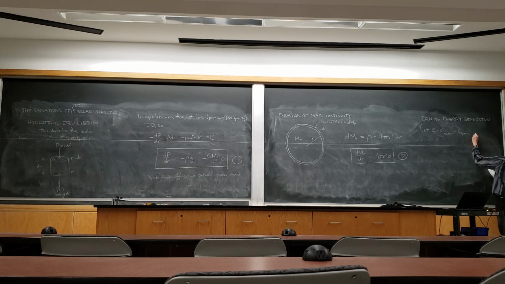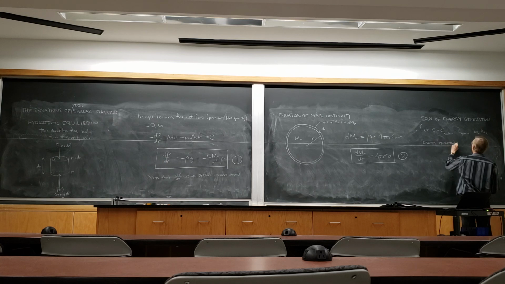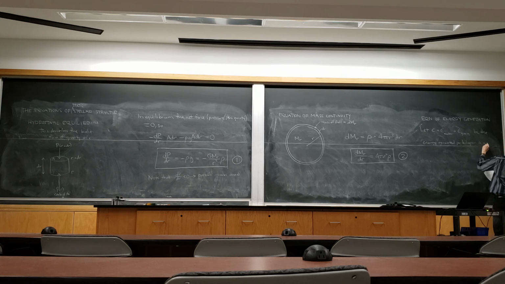So epsilon is the sum of those 2 contributions, and if the star isn't shrinking or expanding, it'll all be epsilon nuclear. Let that be the energy generated per kilogram in a spherical shell at radius r.